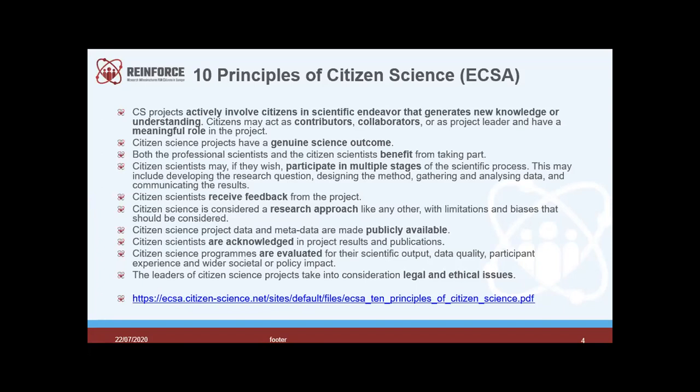And now the eighth point, very important again, is that citizen scientists and their work are acknowledged. Whenever there are publications, if there are significant contributions made by students, by citizens, this obviously needs to be mentioned in posters and publications and so on. A citizen science program needs to be evaluated also for its scientific output. Again, I think this is more relevant for the science teams than for you as a teacher maybe. But again, this is part of the scientific process.